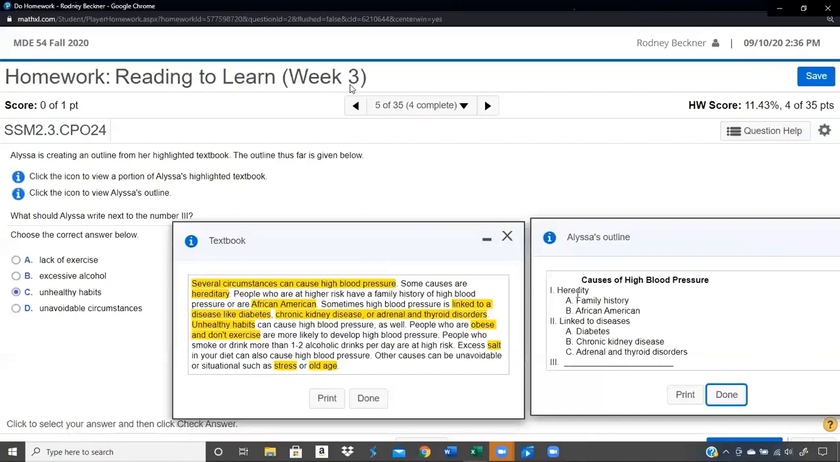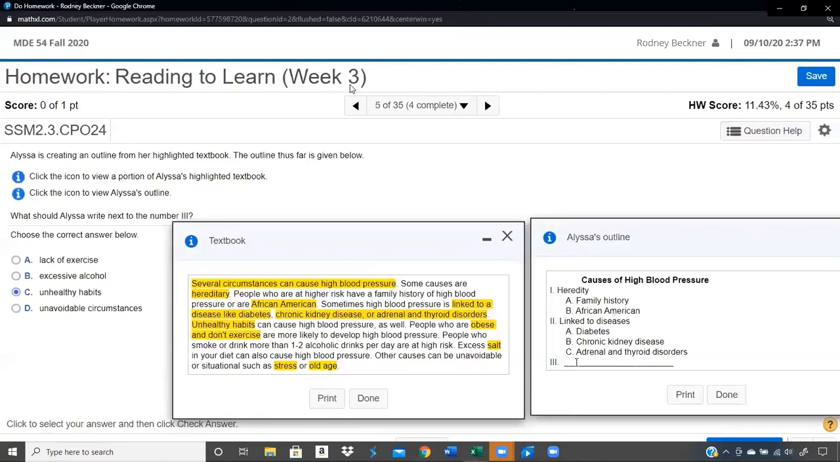So the first thing she has is hereditary. Then she has linked to disease. And then step 3, and there's nothing to scroll down because there's no subs yet. No A, no B, no C. So for the hereditary, we have it based on history and ethnicity, linked to diseases, so different inherited issues, sometimes like diabetes, and diabetes is not always inherited, but you can inherit the likelihood of getting it.